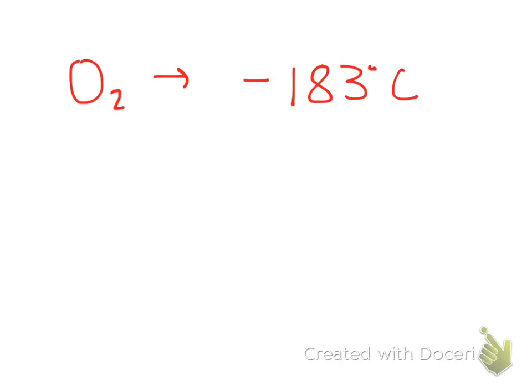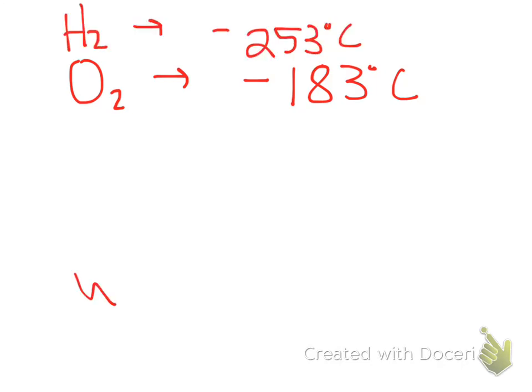Negative 183 degrees Celsius. That's cold. That's so cold. That's a little nippy. This is the point at which oxygen goes from a liquid to a gas. So this is its boiling point. So for oxygen to be in liquid form, it has to be colder than negative 183 degrees Celsius.